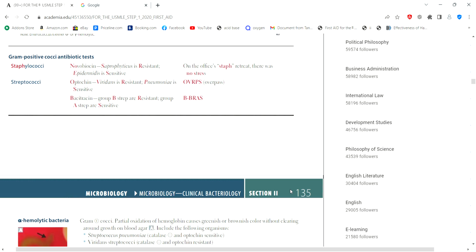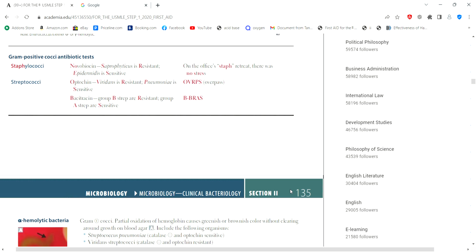Okay, now pneumoniae. Streptococcus pneumoniae is sensitive to optochin. And if you remember the Sketchy video, the guy's chin was exposed, so optochin will work on Streptococcus pneumoniae. Okay, now next we have bacitracin.